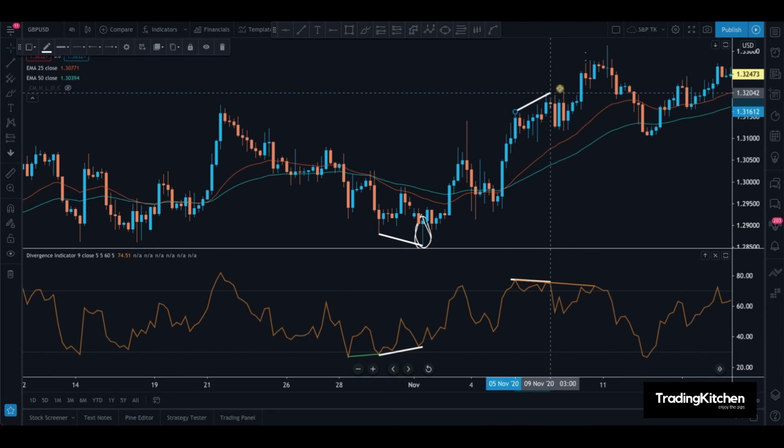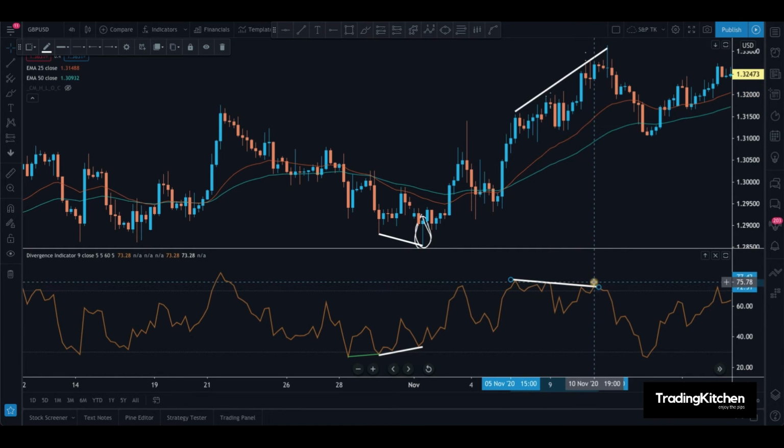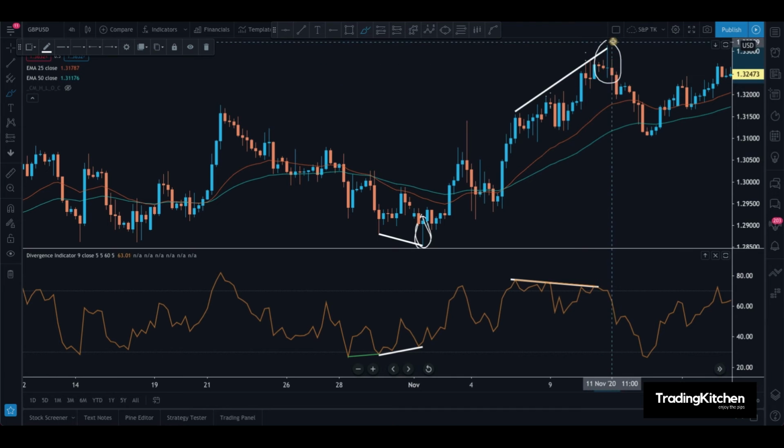Let's move on. Here things changed. Why? Because there is this very strong, huge price action signal. So in this case I'm pretty much sure that later price will go down.